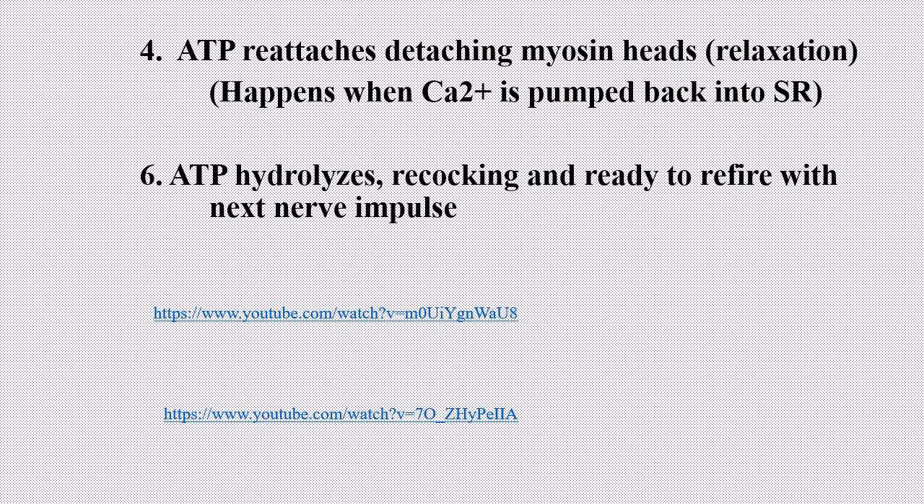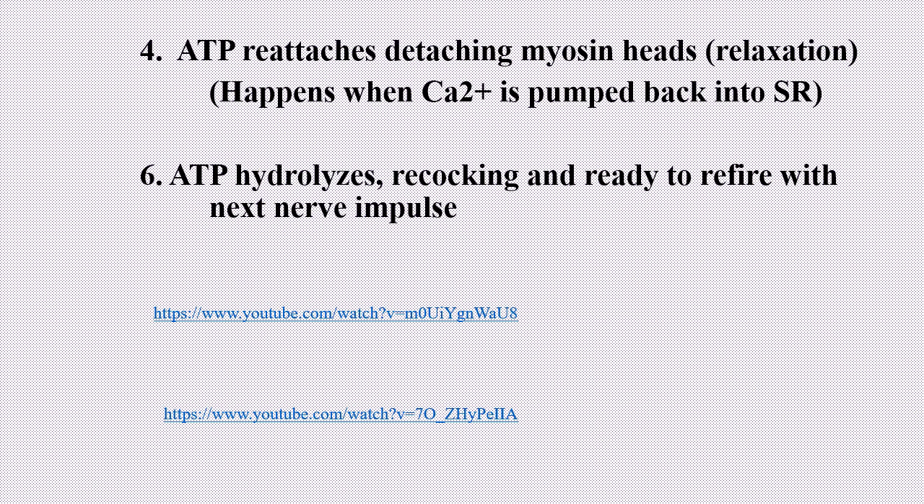The troponin is going to relax. That's going to put the tropomyosin back into its original position. That's going to cover the myosin binding sites or myosin receptors. And so at that point, the muscle cell is relaxed. The myosin is detached from the actin. It can't ratchet it along.